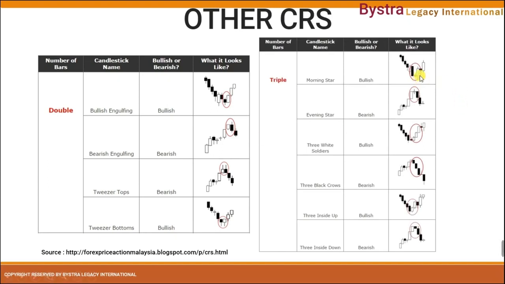Now let's look at some of the triple candlesticks, which are called the morning stars, evening stars, the three white soldiers and the three black crows. These are also some of the most common CRS that we will be using. Three inside up and also three inside down can be used, and there are actually a lot more in Google. Please go and do further research, familiarize yourself with some of the CRS patterns, then you can use that as a reference for our confirmation of rejection for our danger zone.